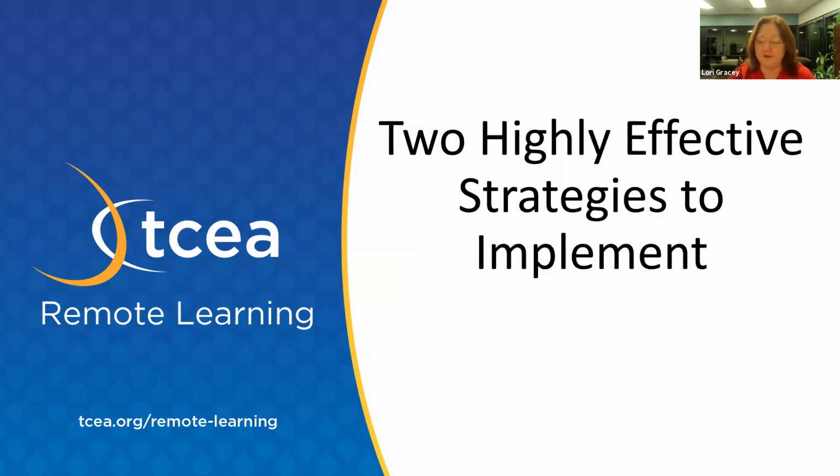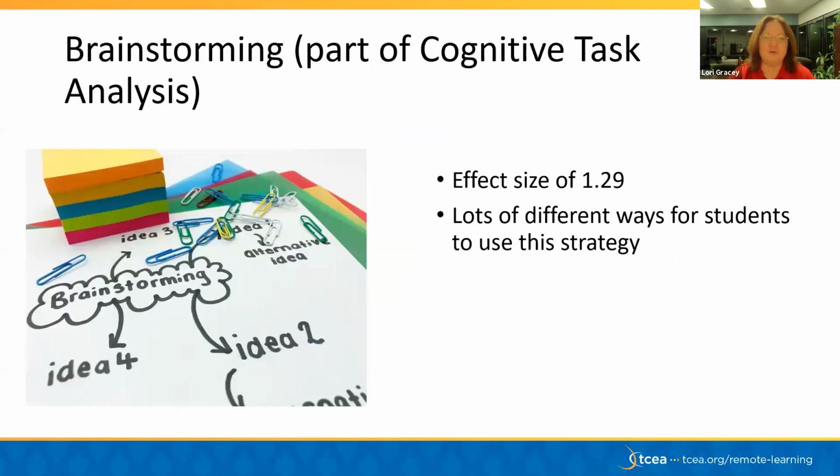So 2 of the strategies I'm going to talk about today. The first one is brainstorming, which is part of what he calls cognitive task analysis, looking at a task and breaking it down into its parts. Cognitive task analysis has an effect size of 1.29. That's way more than 0.4, about more than 3 times more, which means we would get 3 years' worth of growth in 1 year if we use this particular strategy on a regular basis with students.